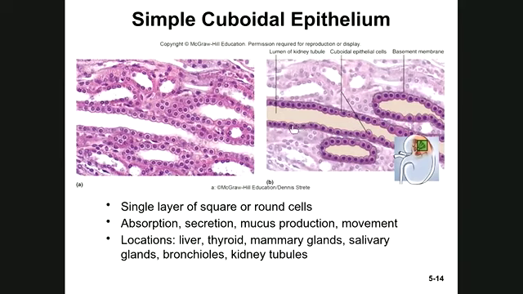They can do absorption, secretion, mucus production, and movement. Here you can see only one layer and our cells are cube shape. In this lumen, again, you can see one layer of cells and their shape is cube. We can see them in the liver, thyroid gland, mammary gland, salivary gland, bronchioles, and kidney tubules.